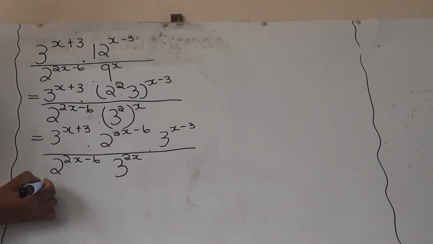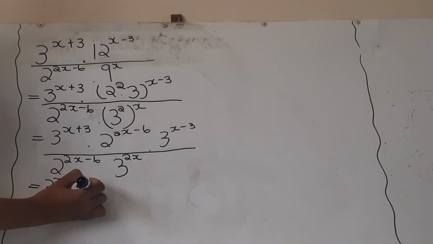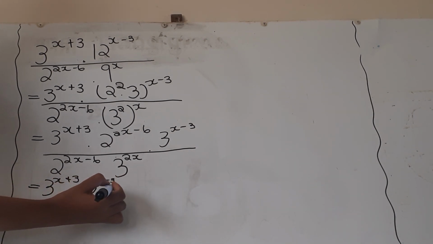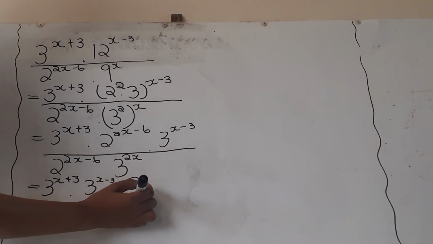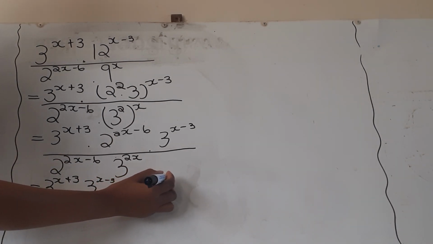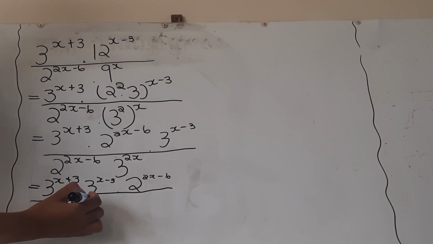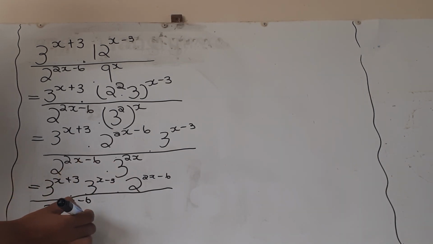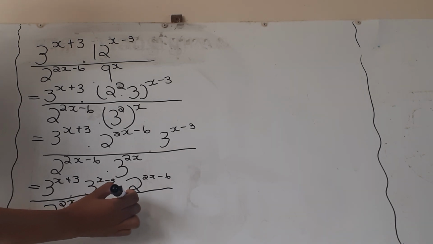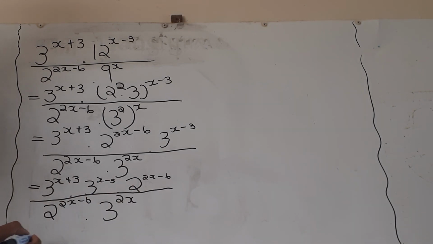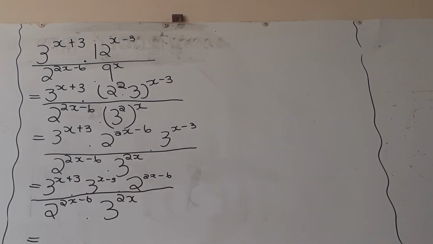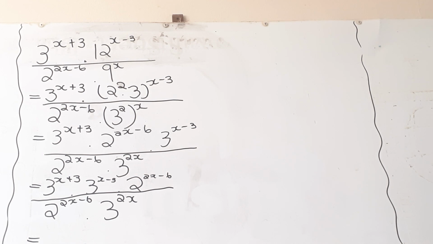So we are going to say 3 to the power of x plus 3, 3 to the power of x minus 3, and then this 2 will come this side, 2x minus 6. This will be all over 2 to the power of 2x minus 6. Don't forget that, times 3 to the power of 2x. Okay, here we are now in this expression.